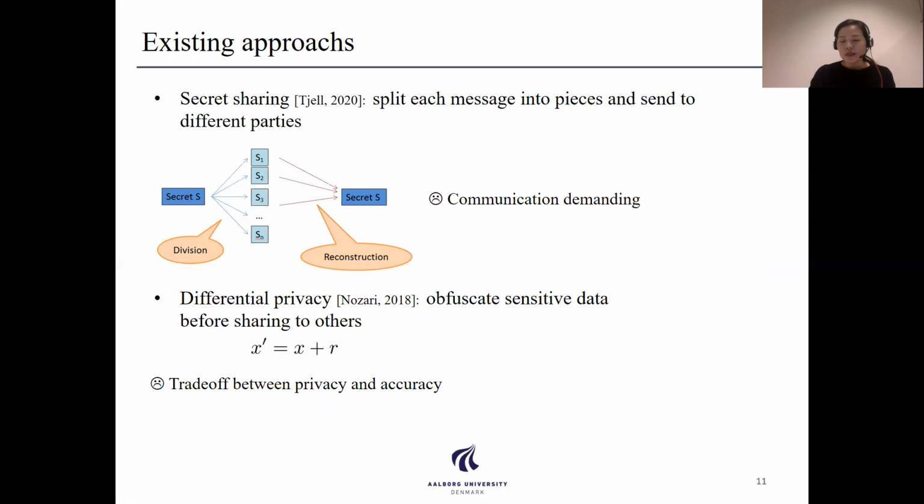And the second approach is differential privacy. It tries to first add noise on top of your sensitive data, and then send out the obfuscated data. In that case, your private data can be protected, but there's a trade-off between privacy and accuracy.